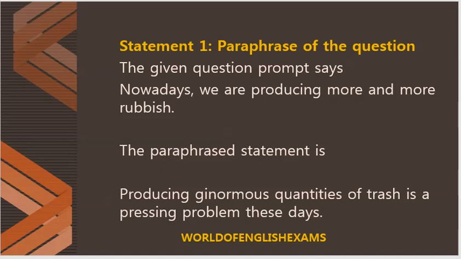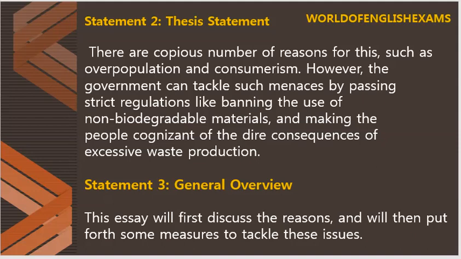And then we are going to follow by writing the general overview statement. Okay, so this is how a thesis statement would look. You're first going to introduce that, yes, of course, there are various reasons for it. The way to write the thesis statement is, there are copious number of reasons for this, such as overpopulation and consumerism. So you're stating two reasons, and that justifies the question that has been asked in the plural form, isn't it? So overpopulation is the primary cause, followed by another reason, that is consumerism.